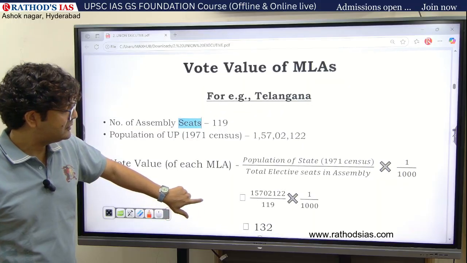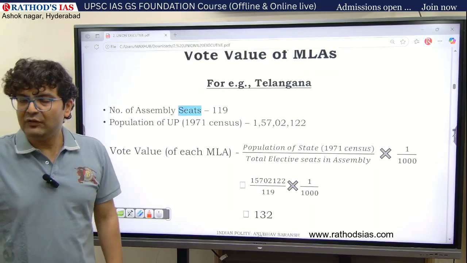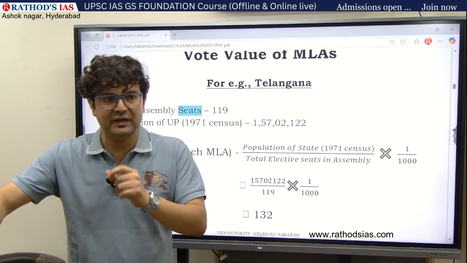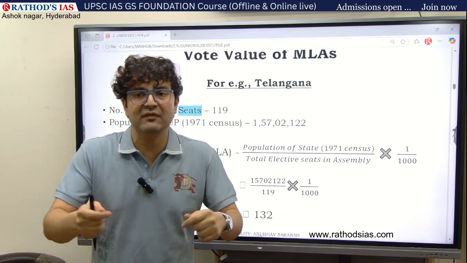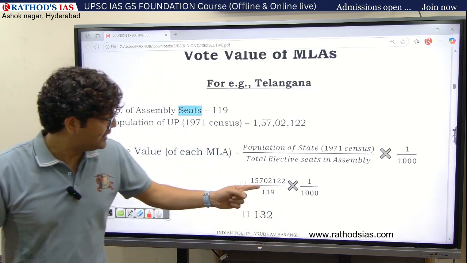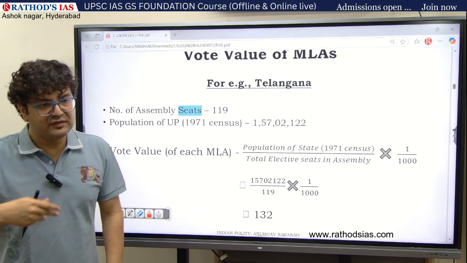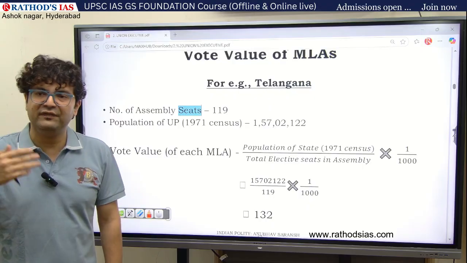This means if the MLA of Telangana presses the button or casts a vote in somebody's favor in the election of president, how many votes will he get? 132 votes. Are we clear on this? Everyone? This is how you calculate the vote value of MLA of any state.